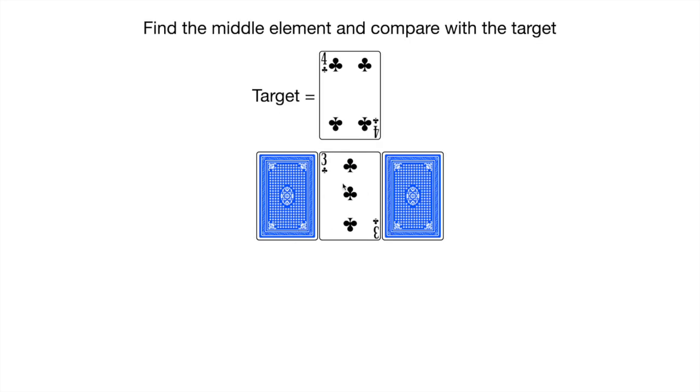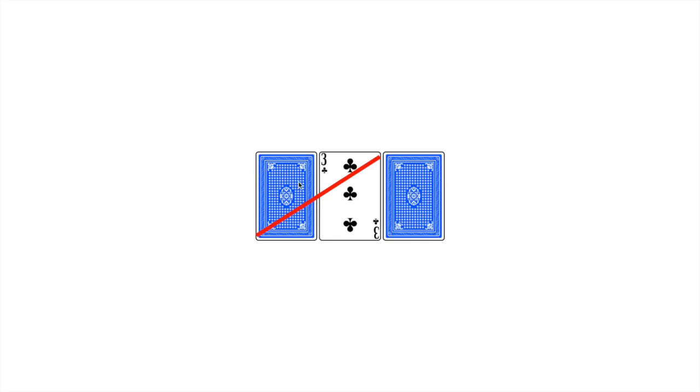We will turn over the middle card again. This time it has number 3 and our target is greater than the middle. So we need not look at any of the cards that come before 3 and we can eliminate the first 2 cards this time. Now we are left only with the last card, and when we flip that over, we find that we get a match and find our target, which is number 4.